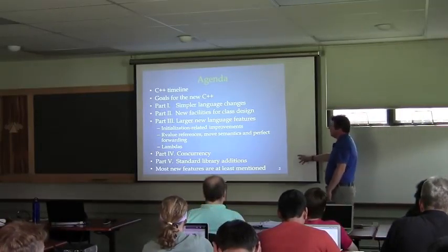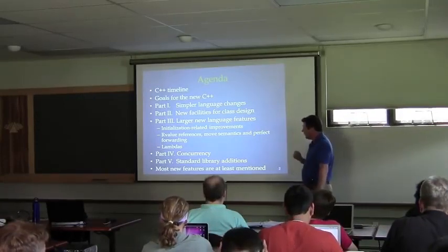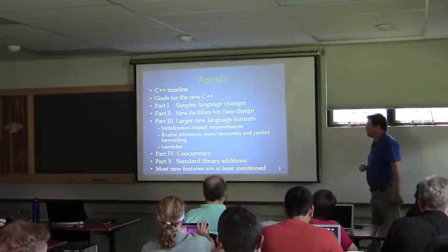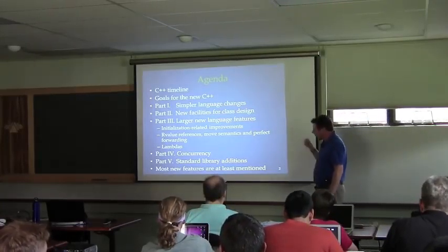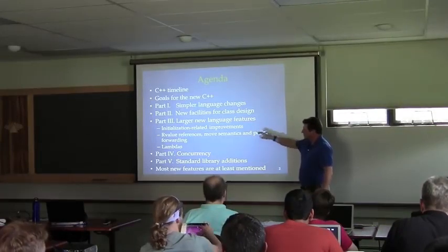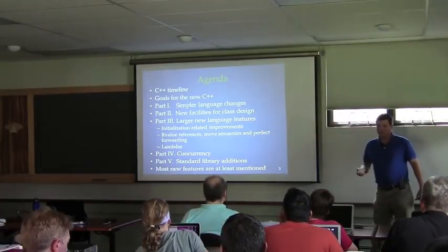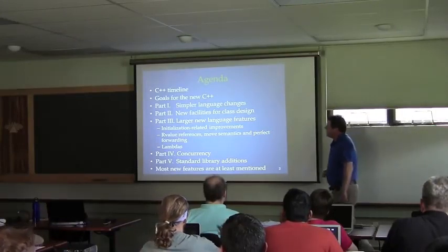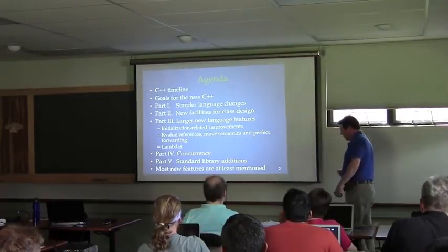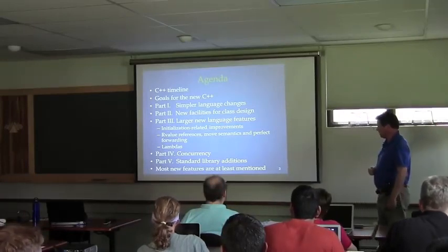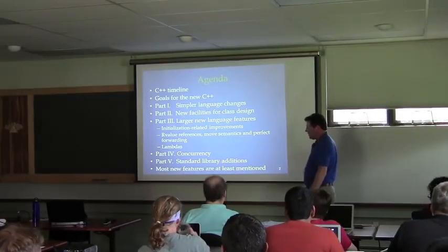Then we'll look at some of the larger features. So in that section we have initialization-related stuff, uniform initialization, prevention of truncation, and so forth. Move semantics, which really covers the topic of R-value references, move semantics itself, and perfect forwarding, and lambdas. So each of those is a fairly elaborate piece of the language and deserves a little bit of extra time. Of course, concurrency, we'll talk about that.